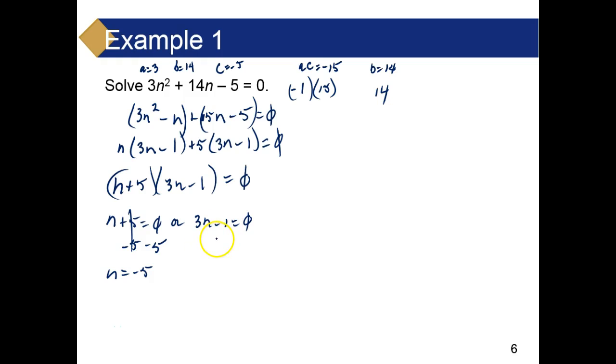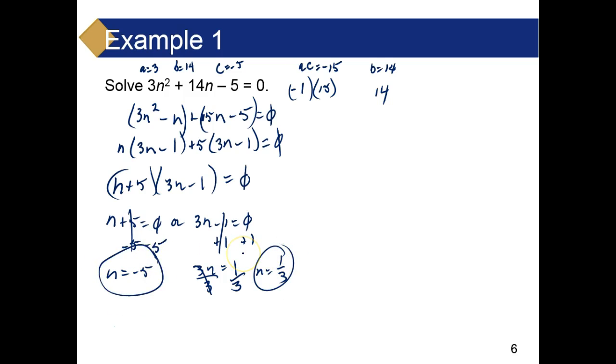What do we do with the second one? Add 1 to both sides. Excellent. Okay, and that gives us 3n is equal to 1, and then what? Divide by 3. And that gives us n is equal to 1/3. So there are two solutions, and since it's a quadratic equation, that means maximum exponent of 2, you can have no more than 2 solutions. You may have only had 1, you may have had no solutions, but you can't have more than 2. We found 2, quit looking.